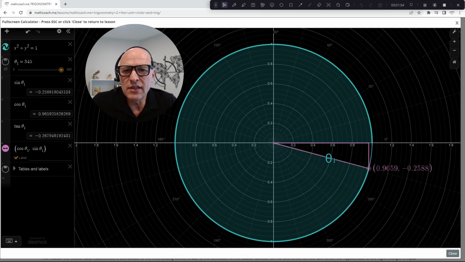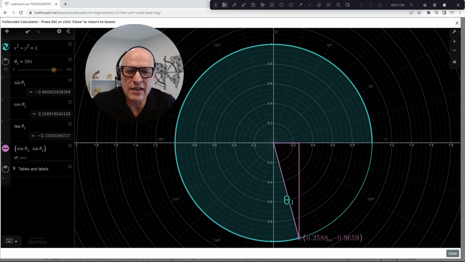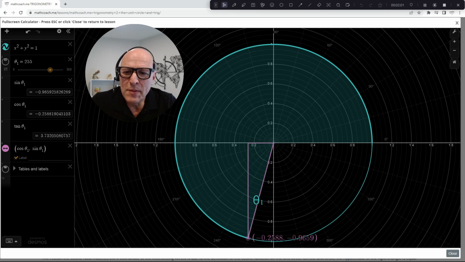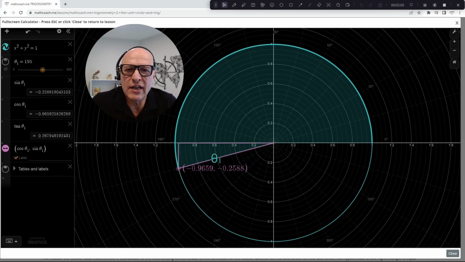In our next lesson, we're going to take a look at the unit circle, and we can see a calculator from that next lesson here. So join me then, and let's explore the unit circle and its role in understanding trigonometry.